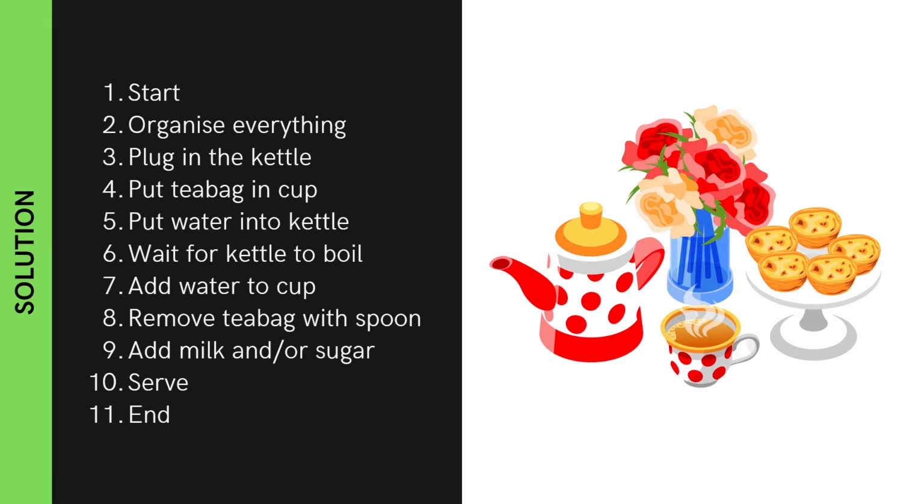Now that you have attempted it, let's take a look at the answer. When writing pseudocode, you have a start and end point. In order to make our cup of tea, we first need to start off with organizing everything. We then plug our kettle in, put our tea bag in the cup, fill our kettle with water and wait for it to boil. We then add water to our cup and remove the tea bag with a spoon. Finally, we add our milk and sugar. Now our cup of tea is ready to serve.